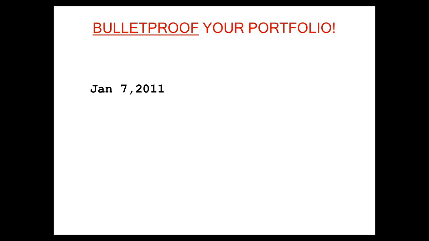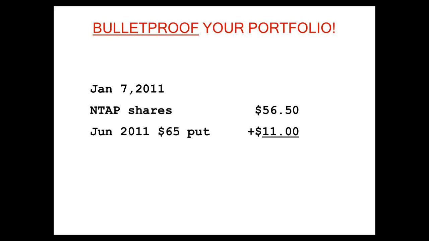Okay, I'm going to brag about a loser. This is one of my losers. January 7th, Mike, you saw me get into NTAP, Network Appliance, for $56.50, and at the same time pick up a June 2011 $65 put. Now, it's not even June yet, is it? No, sir. This is like not 7 months out. How is that? 6 months out, right? Right. February, March, April, May, June. It's 5 months away.